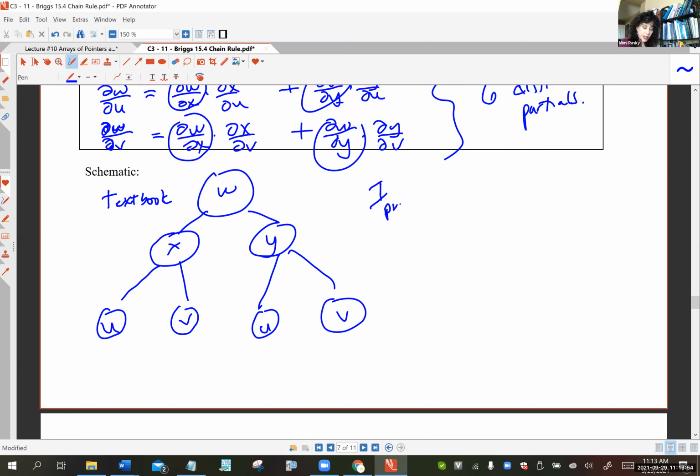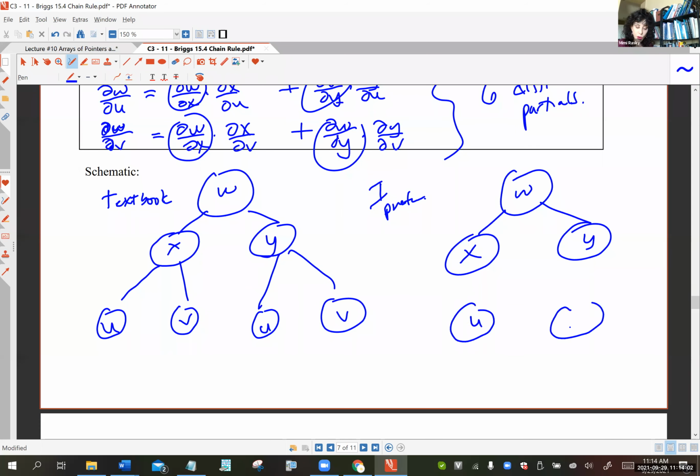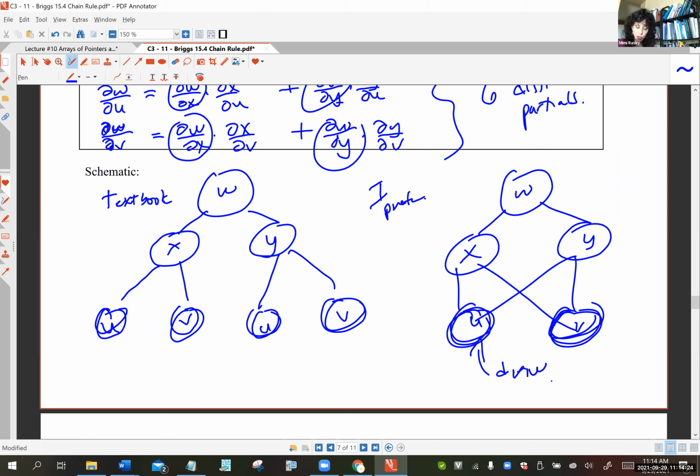So I prefer a tree diagram that's really more accurate. So w is still a function of x and y, but x and y, which are both functions of u and v, are functions of the same u and v. There's not like 2 different u's and 2 different v's, which it kind of looks like from the textbook diagram. My tree diagram shows a more accurate picture that u and v are the drivers of the bus. Those are the 2 independent variables that are driving the entire bus. Okay, if they change, then x and y change, and then that changes w.